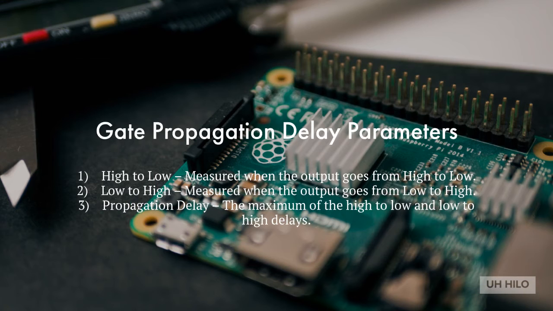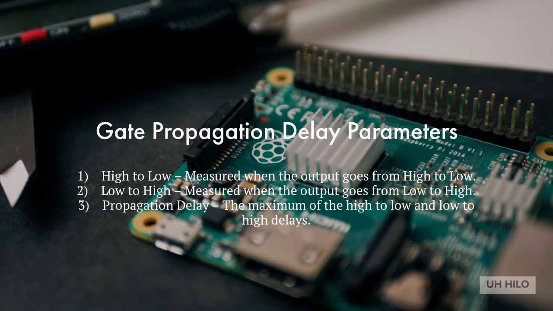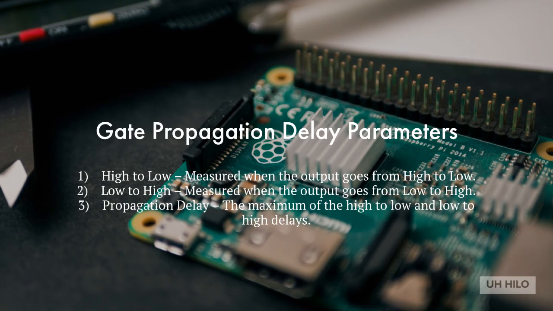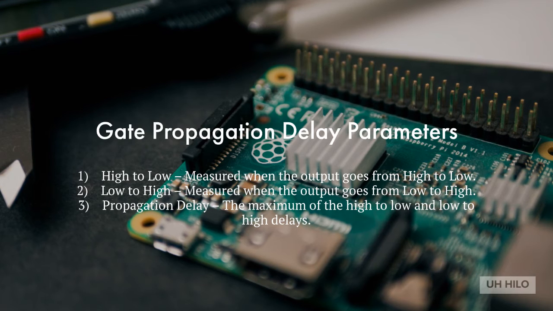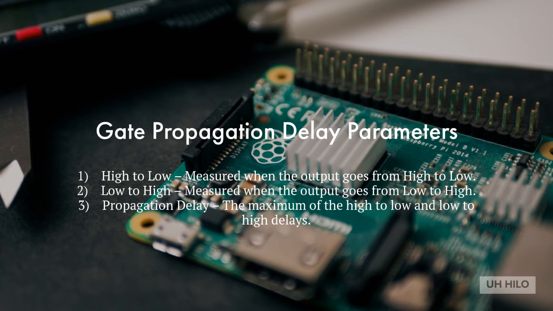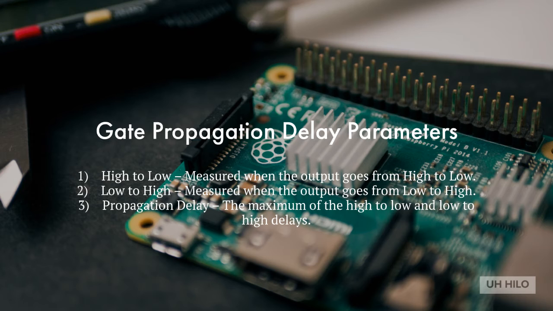There are 3 types of propagation delay parameters: high to low, measured when the output goes from high to low; low to high, which is measured when the output goes from low to high; and propagation delay, which is the maximum of the high to low and low to high delays.